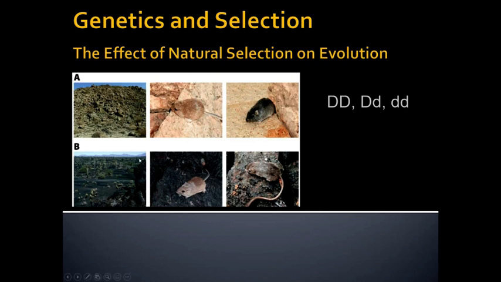We go a couple dozen miles away and we may have a volcanic dark substrate. And in that case, suddenly the light coat is no longer an adaptation and the darker coat is the adaptation. So again, just remember.